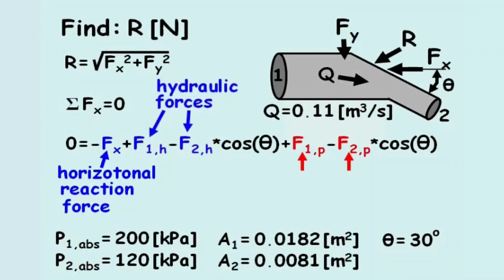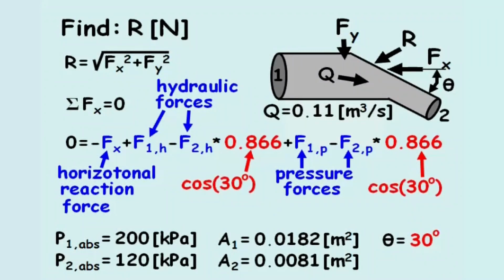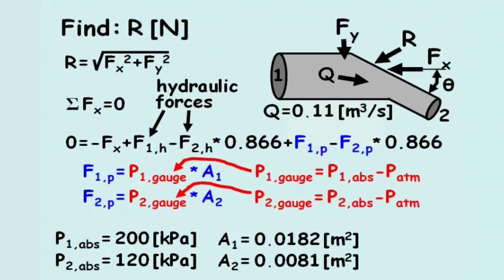And variables F1p and F2p represent the forces on the nozzle caused by the gauge pressure at ends 1 and 2. We'll begin by plugging in the variable theta, which accounts for the fact that the hydraulic and pressure forces at point 2 do not act entirely in the x direction. Next, we'll solve for the pressure forces, which equal the gauge pressure times the cross-sectional area. The gauge pressure equals the absolute pressure minus the atmospheric pressure.